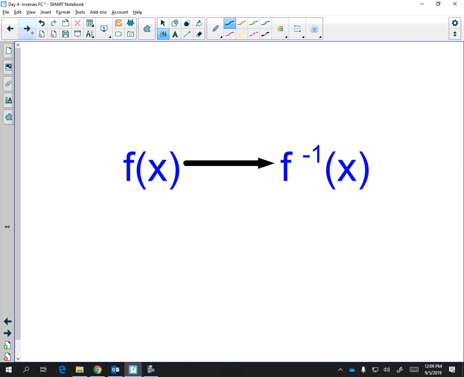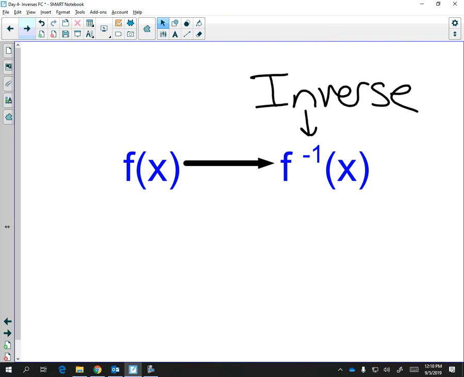So let's talk about notation. If you are given a function f of x and you are asked to find its inverse, we are going to get this notation, f to the -1 of x. The -1, as the little exponent, means inverse. On the flip side, if you are given f to the -1 of x, the inverse of that is going to be f of x.